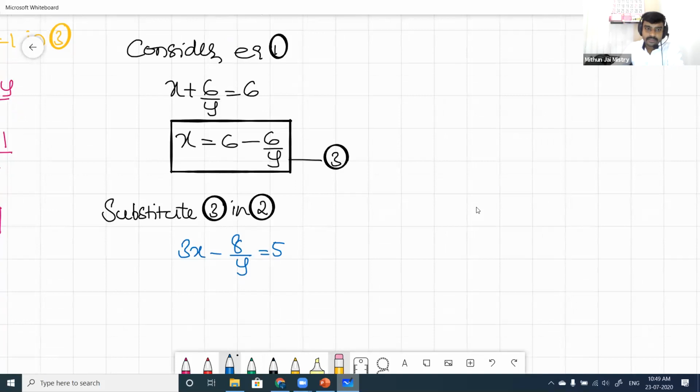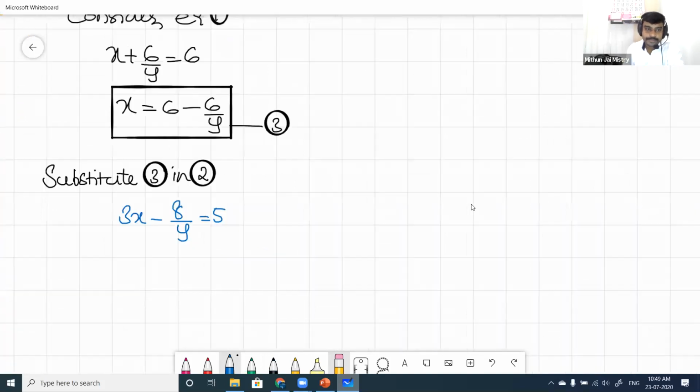Now let me substitute 3 in the place of x. I'm going to write 6 minus 6 by y. So 6 minus 6 by y, then we have minus 8 by y is equals to 5. Yes, we have done our job. We converted a linear equation in 2 variables into a linear equation in 1 variable. So now definitely we are going to get the value of y.